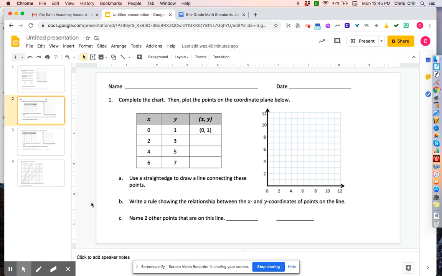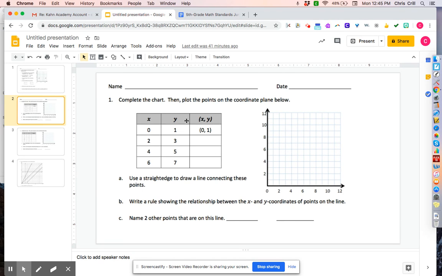Okay, today we're going to be working on looking at patterns of coordinate points and what types of lines those generate. We're on page 47 in your workbook. This is lesson 7 problem set. So please get out your workbook, open up to page 47.